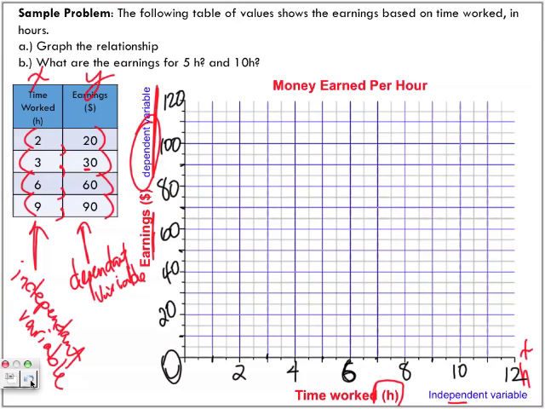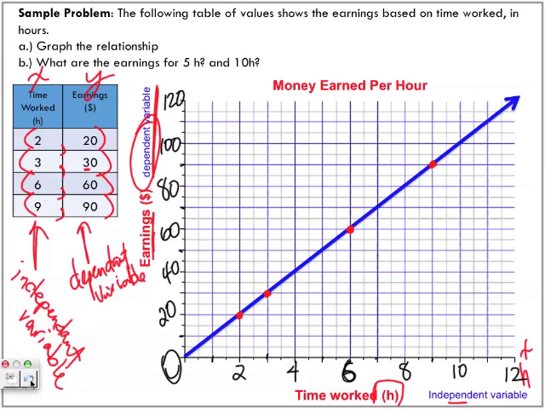So, let's plot now the points. We've got 2 and 20. So we find the 2-hour mark and we go up to the $20 mark. We look at the 3-hour mark and we go up to the $30 mark. We go to the 6-hour mark and we go to the $60 mark. We go to the 9-hour mark and we go up to the $90 mark. So I have 4 points. Right? If I look closely, do they connect? Yes, they will. So there it is connected.